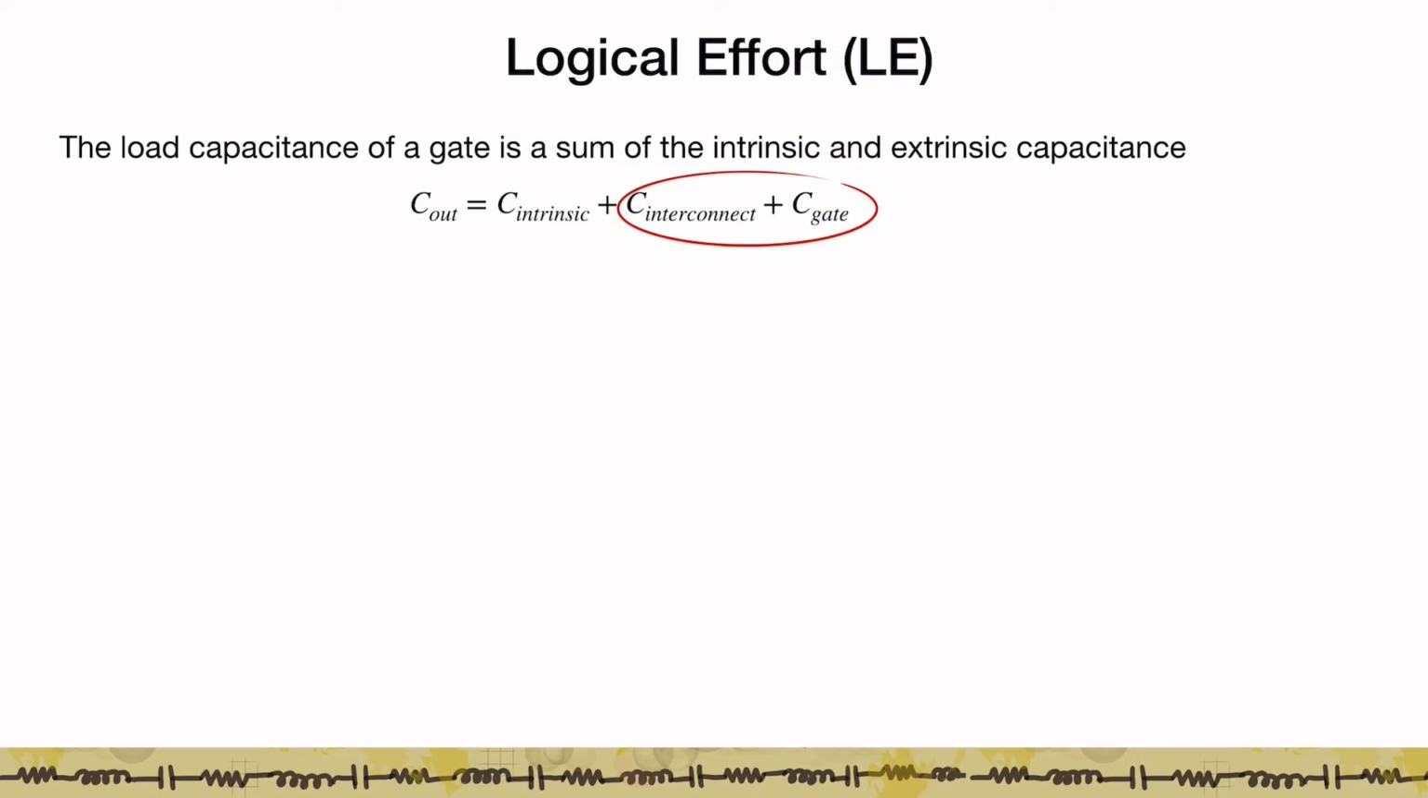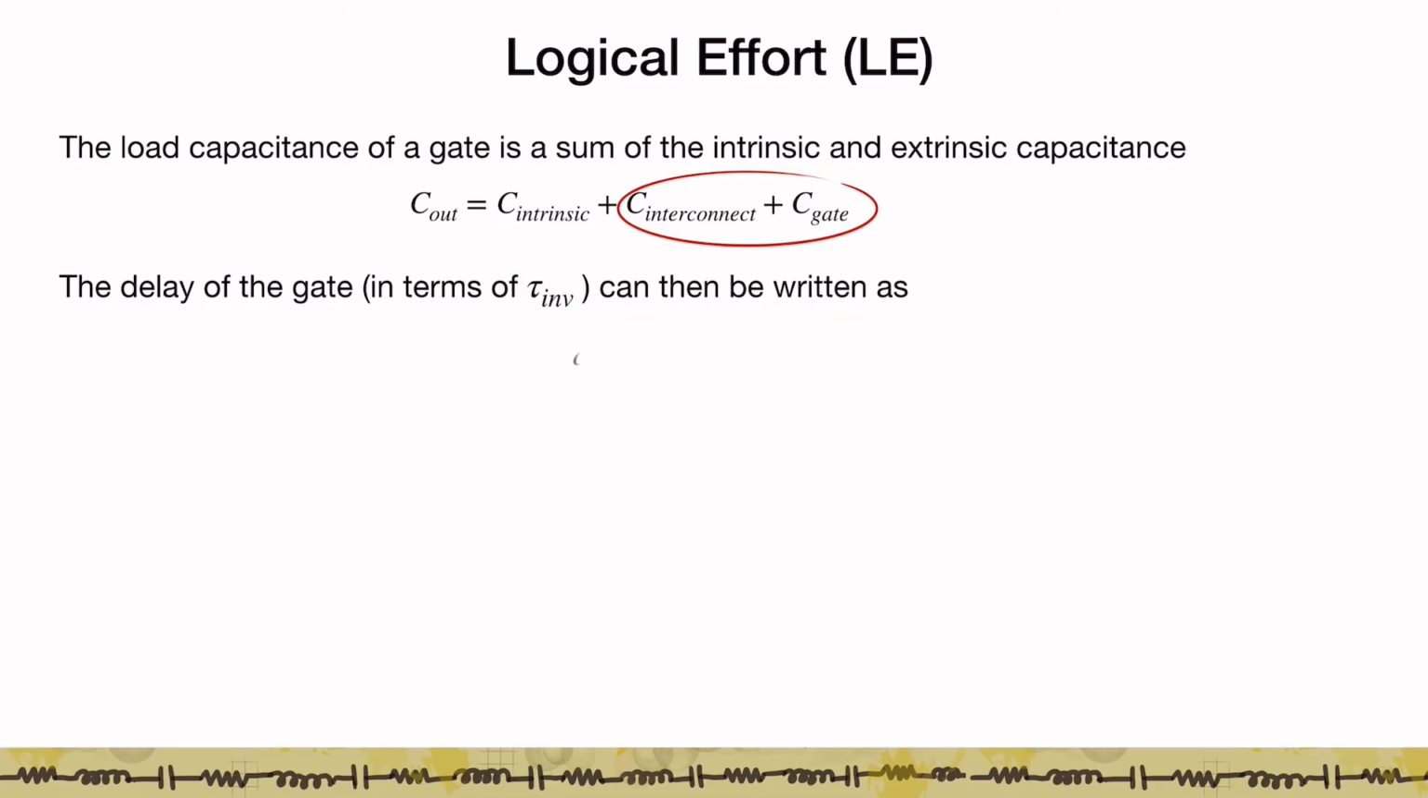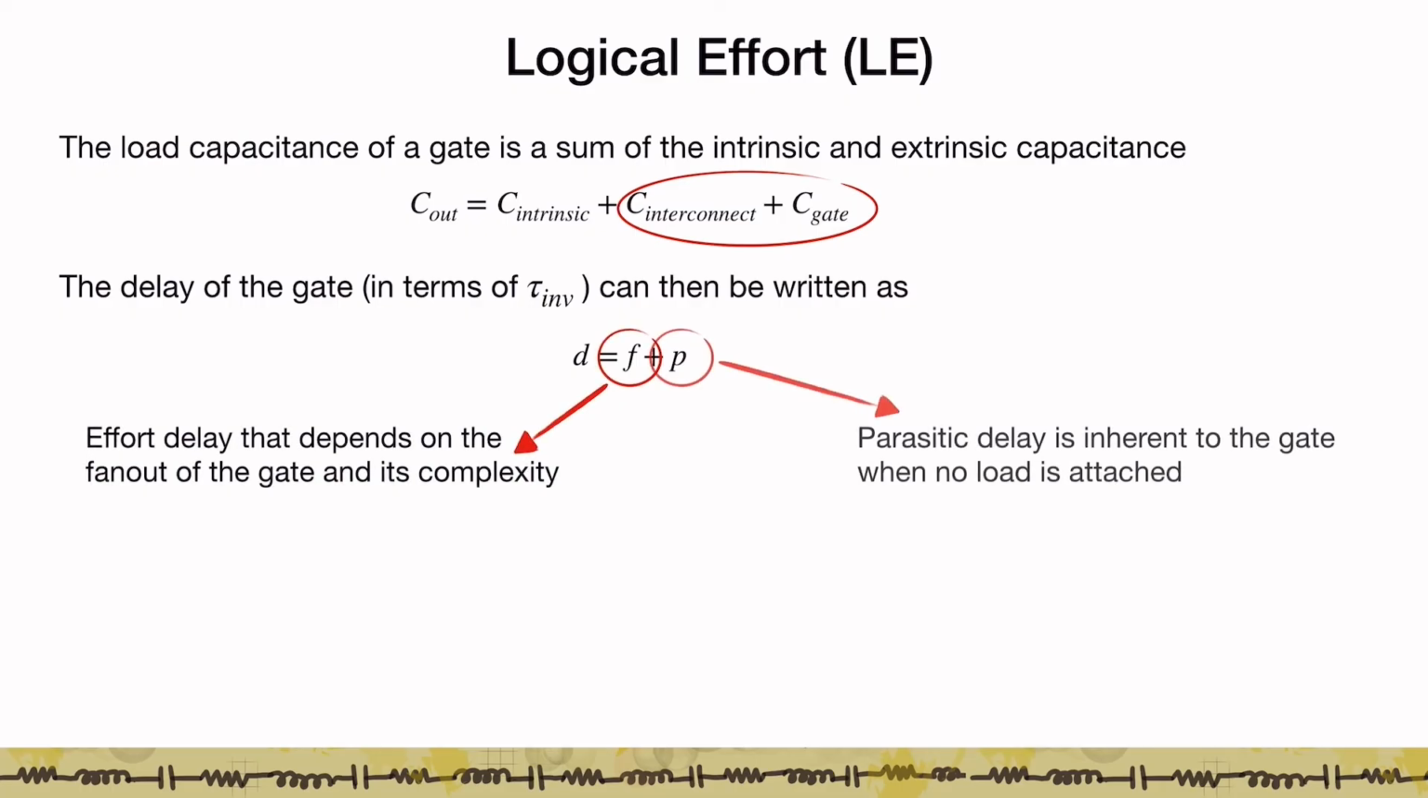So to bring in the formal definition of logical effort, we know that the load capacitance of any gate has two components. One is the intrinsic capacitance of the gate, and the second is the fan out capacitance of the gate, or the extrinsic capacitance. Now in terms of tau inverter, if I look at the normalized delay of the gate, then I see that the normalized delay consists of two parts. One is the parasitic delay, that is the delay associated when I do not have any load attached to the gate, and this is represented by the letter P.